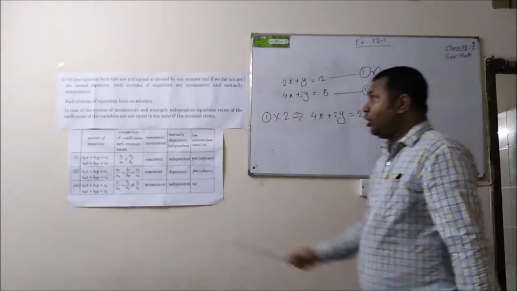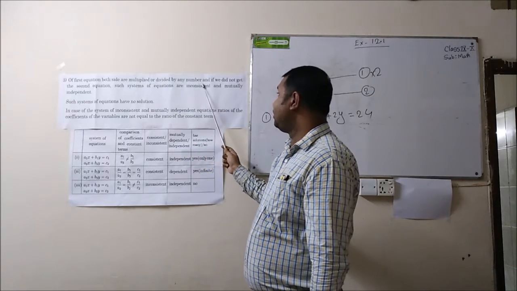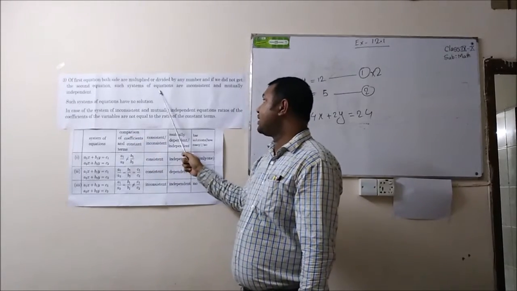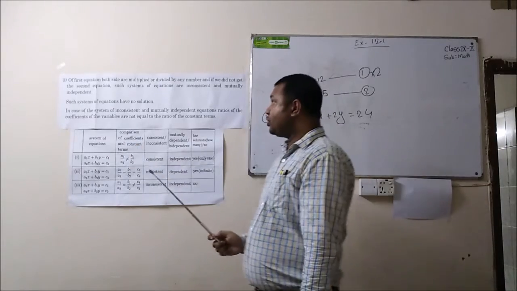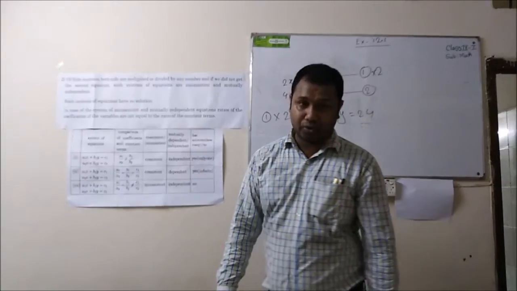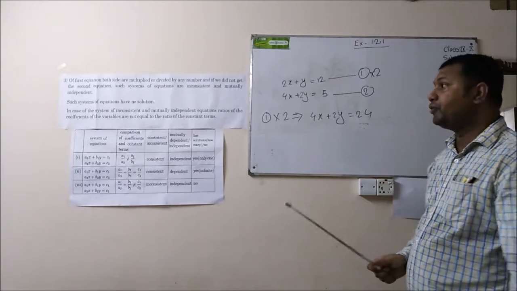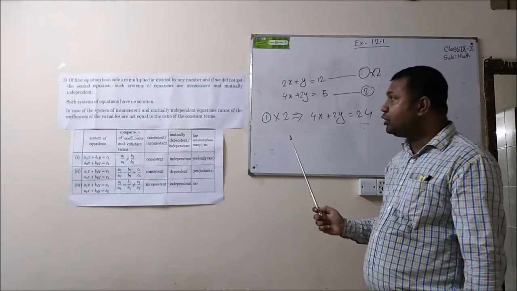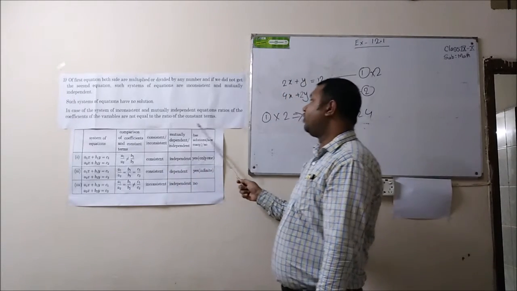So if both sides of the first equation are multiplied or divided by any number, and we do not get the second equation, such a system of equations is inconsistent and mutually independent. Such a system of equations has no solution. In the case of an inconsistent system, the ratio of the coefficients of the variables is not equal to the ratio of the constant terms.